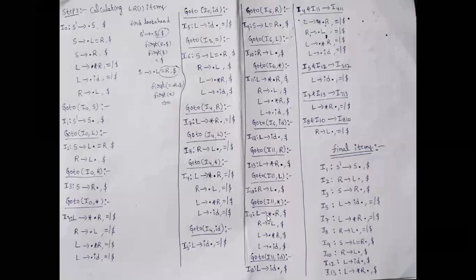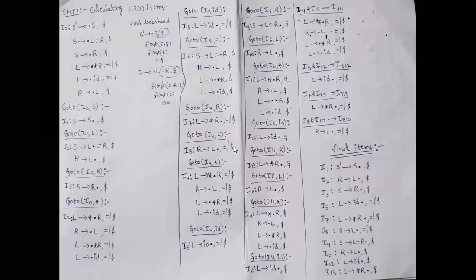So this production is equal to I11 only. Why? Because here, look at it, the look aheads are dollars, and here also the look aheads are dollars. So we are naming the same state to this production, I11. So we are having I11.